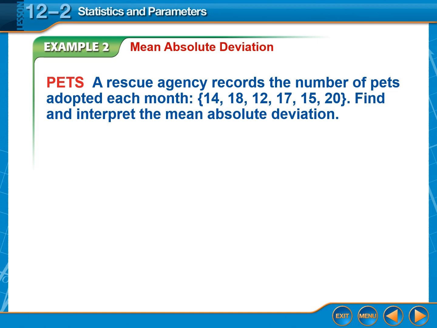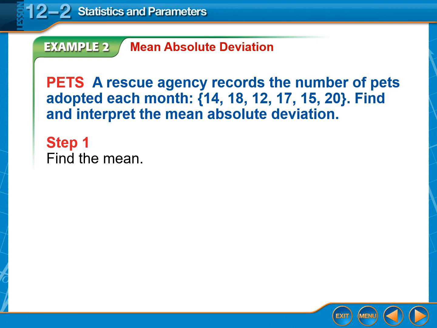All right, so let's find the mean absolute deviation. What's the first step? You all should have written it down, right? The first step is to find the average of the data set. So I'm going to add 14 plus 18 plus 12 plus 17 plus 15 plus 20, add them all up and divide by the total number of numbers. There are 1, 2, 3, 4, 5, 6 numbers in the data set, so I divide by 6.